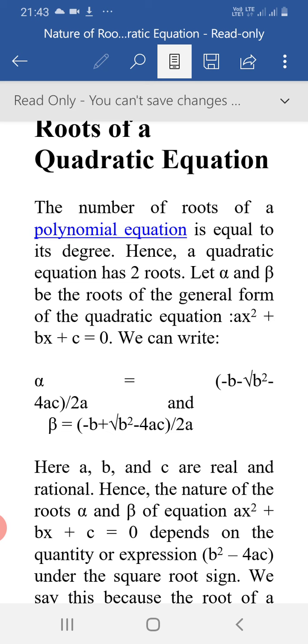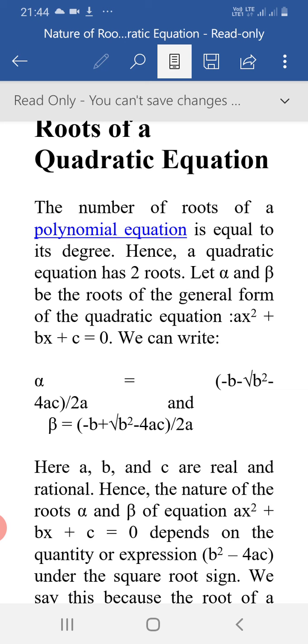Then the roots can be given by alpha is equal to minus b minus under root b square minus 4ac upon 2a, and beta, the second root, is given by minus b plus under root b square minus 4ac upon 2a. Here a, b and c are real and rational values.